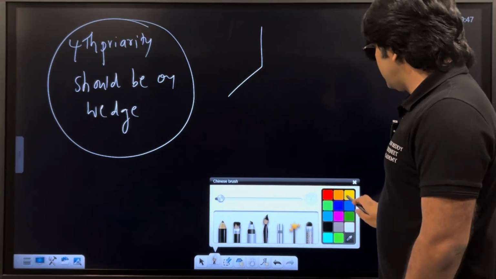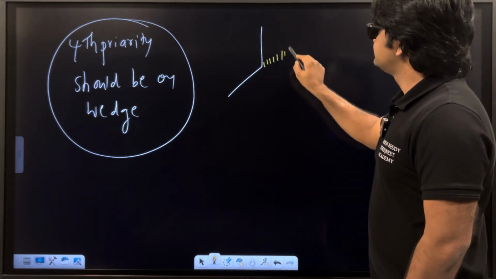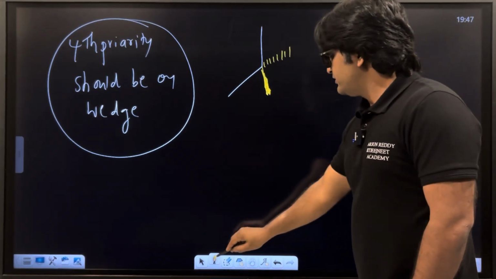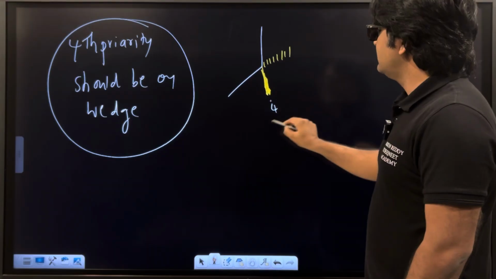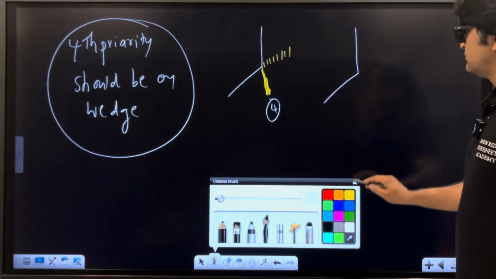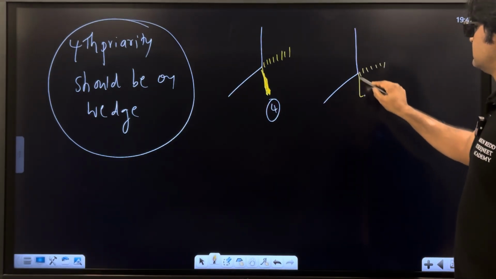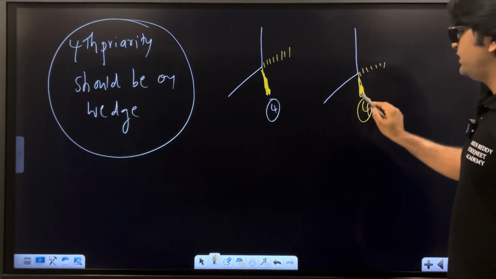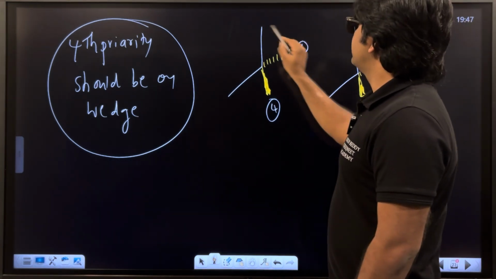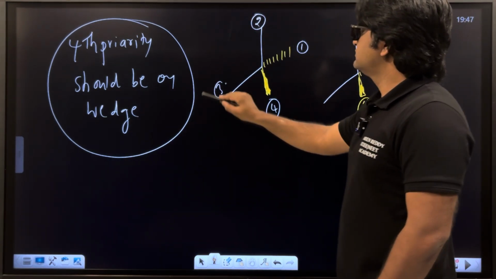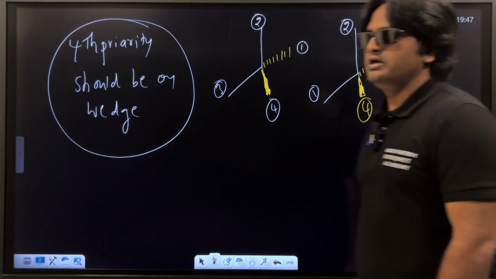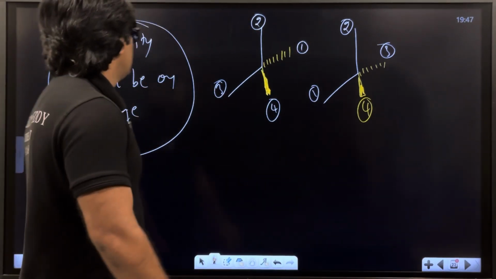Now here again I am taking broken wedge and thick wedge. Now here I am taking fourth priority on the thick wedge. Here also I am taking fourth priority on the thick wedge. Next one, 1, 2, 3 priorities I am taking like this. Now first priority, second priority and third priority. Here first priority, second priority and third priority. For example, this is the situation. Okay.